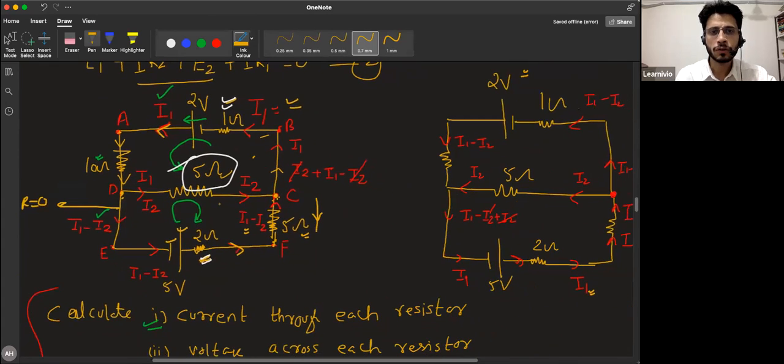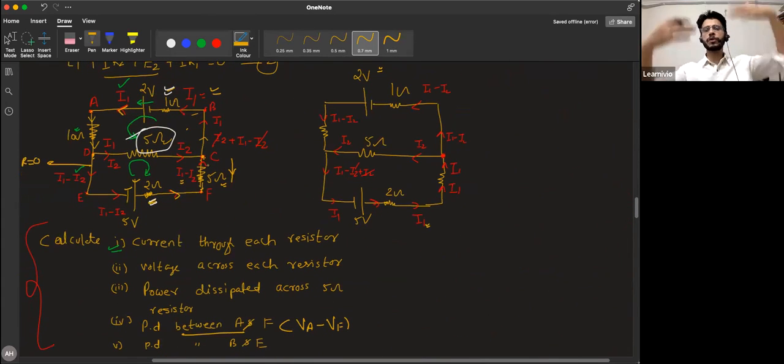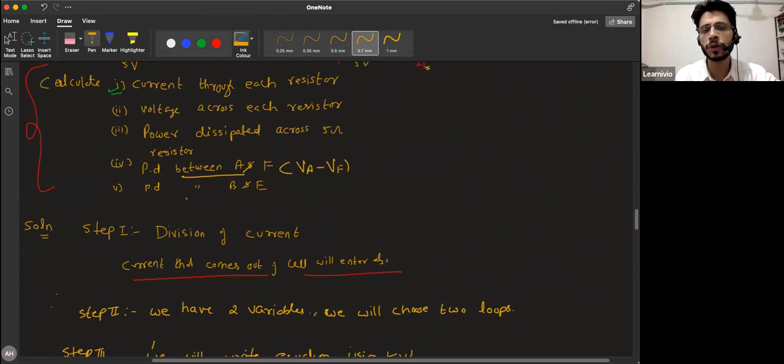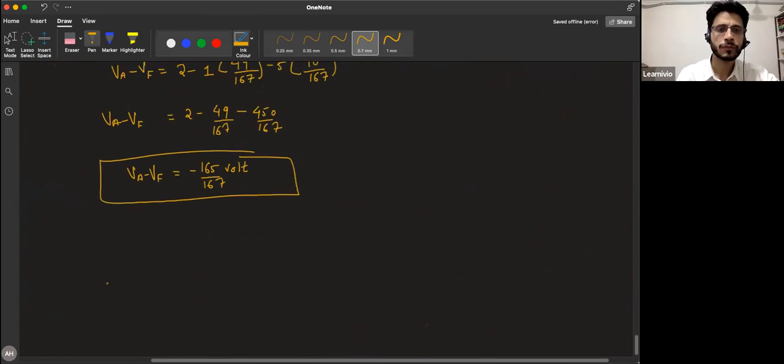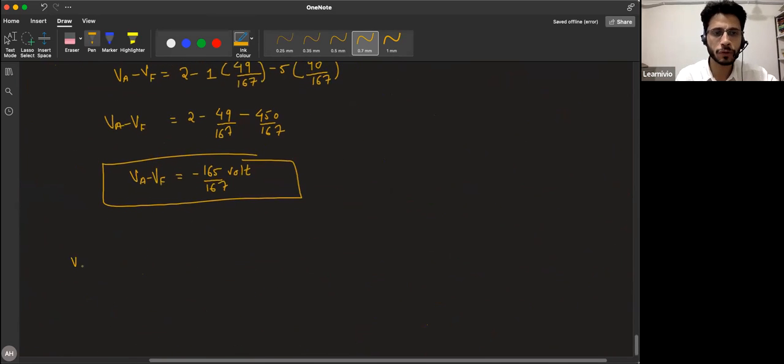So this is how we calculate potential difference between any 2 points. So the next part is asking you to calculate potential difference between B and E. This is point B and this is point E. You need potential difference between B and E. That's the 5th part of the question.